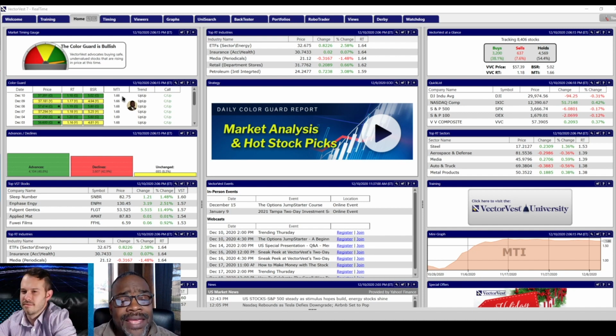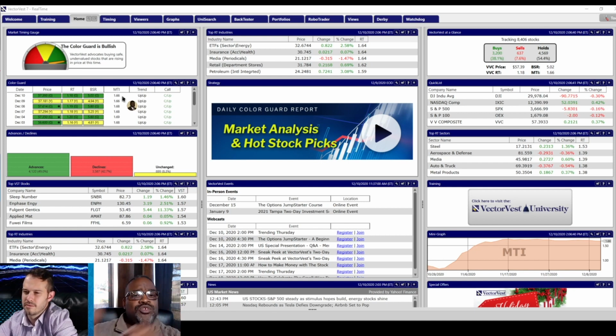When this MTI, cast on that scale between 0 and 2, is at the level of 1.5 to 1.6, the market is looking for a top. Key words there, looking for a top. Doesn't mean that the top is right here and the market's going to reverse. It is a heads-up indicator that you will only find in the VectorVest software to help you to understand how to better manage your trades.